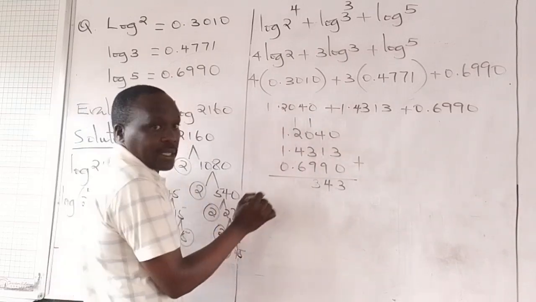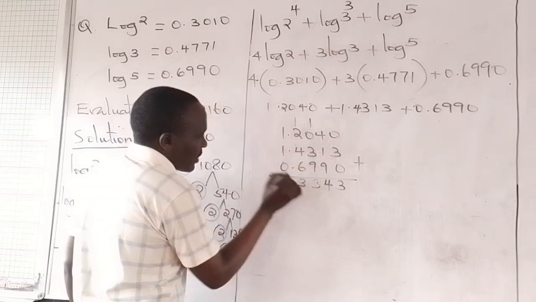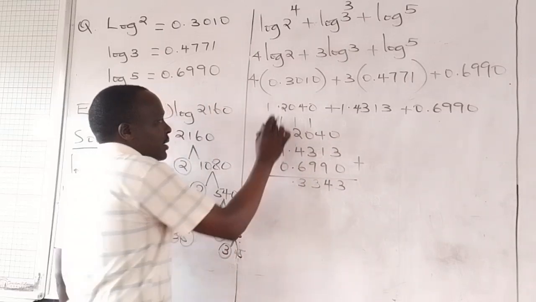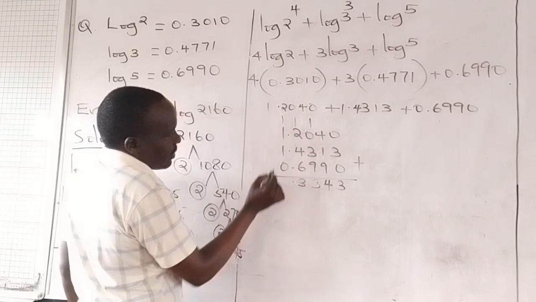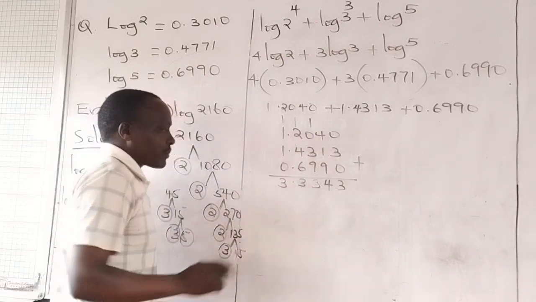1 plus 2 is 3. 3 plus 4 is 7. 7 plus 3 is 10. You write 0, you carry 1 forward. So 1 plus 1 plus 1 plus 0 is 3.